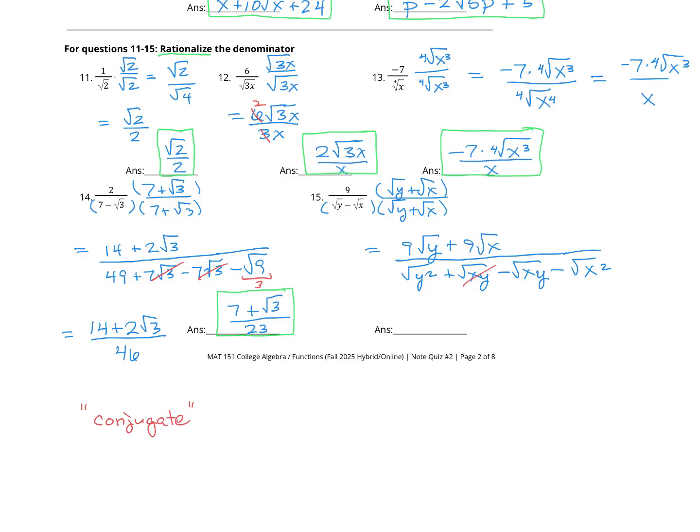Once again, middle terms cancel out when you multiply by the conjugate. Upstairs, we've got 9 square root y plus 9 square root x. Down below, y minus x, because those square roots cancel out. And that's as far as we can go for that problem there, because we have nothing that can cancel. All right, so let's move along to the next page.